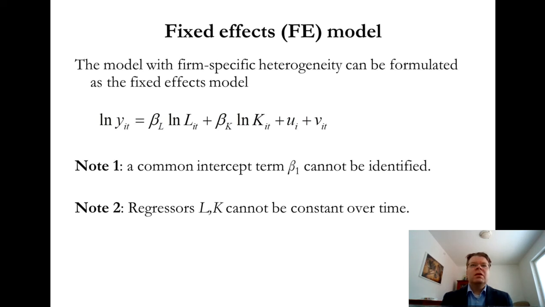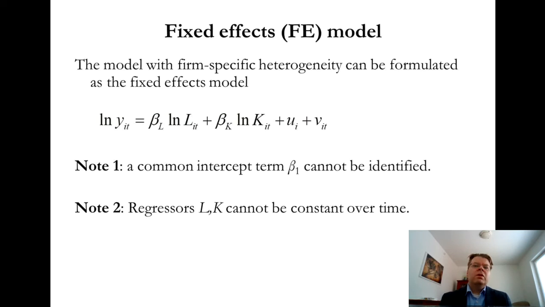In some sense, nothing changes in this regression equation, except that I have eliminated, for the sake of clarity, this intercept term beta 1, because it cannot be distinguished from this firm-specific u_i. Another point is that these variables L and K, those explanatory variables, need to be time-varying. So we cannot include in the fixed effects estimation any explanatory variable that is constant over time.